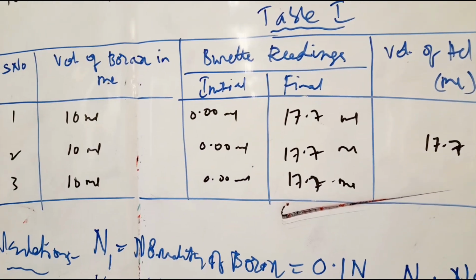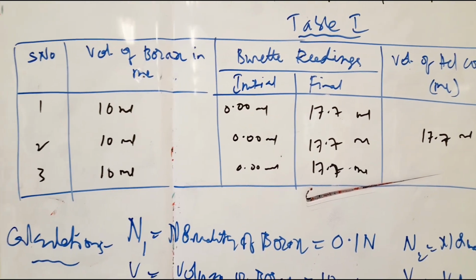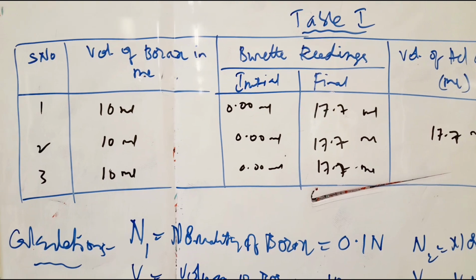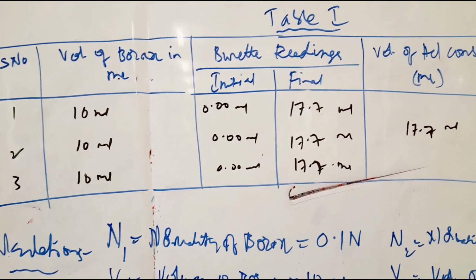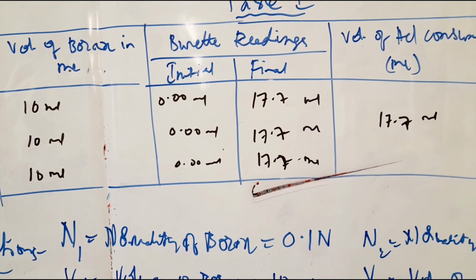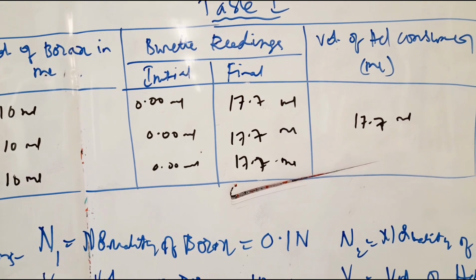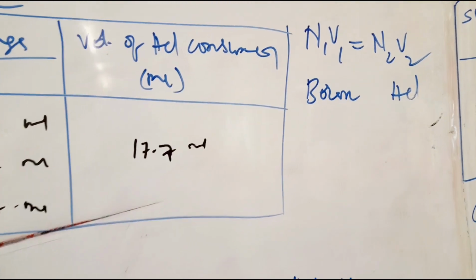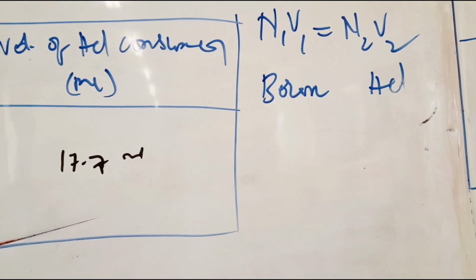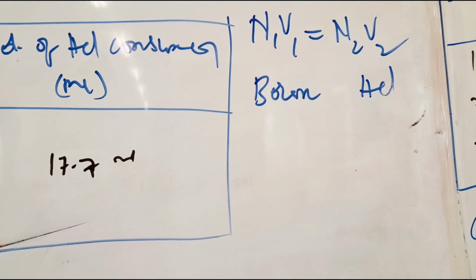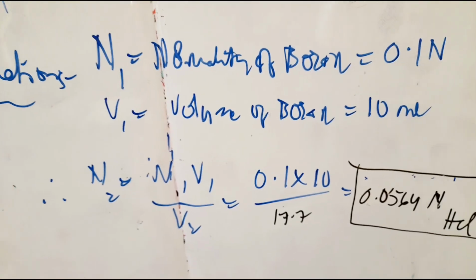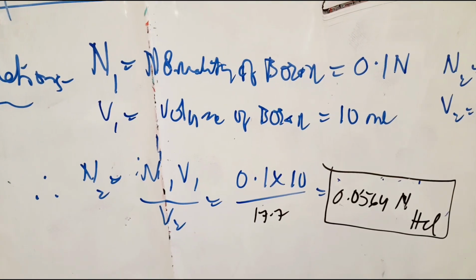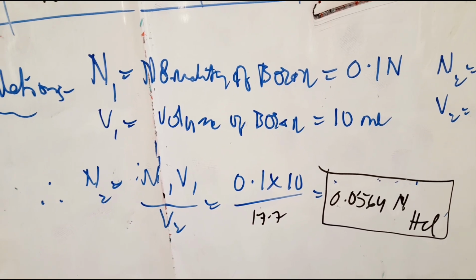Here are the readings from the observation after experimentation. Table 1: volume of borax taken is 10 ml. Burette readings are initial and final. The final volume we got is 17.7 ml. Law of equivalence formula: N1V1 = N2V2, N1V1 for borax and N2V2 for HCl. Now N1, the normality of borax, is 0.1 normal, that is standard, and the volume of borax taken is 10 ml.